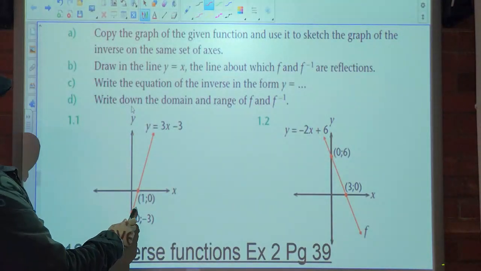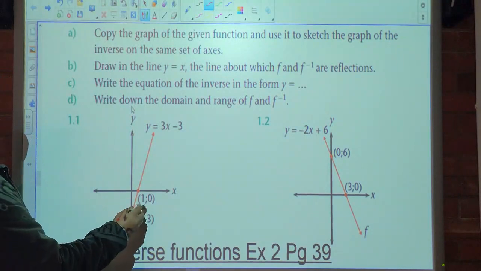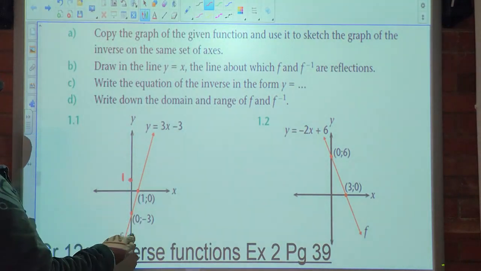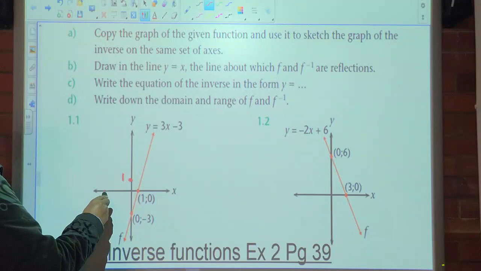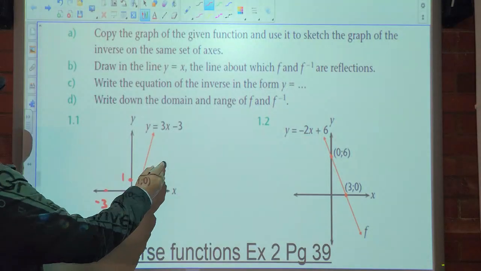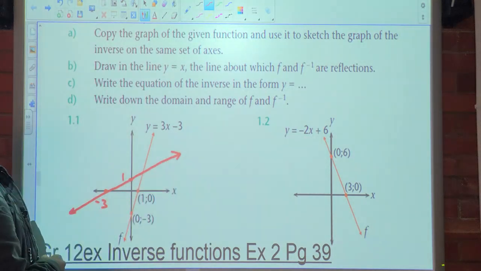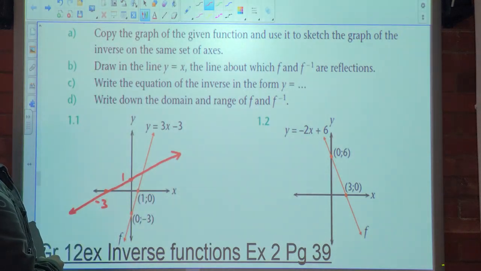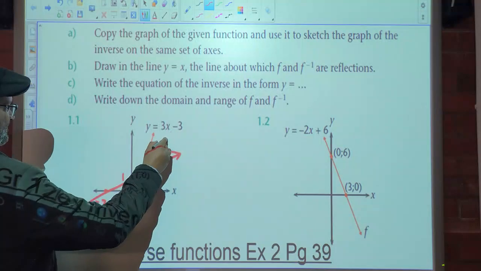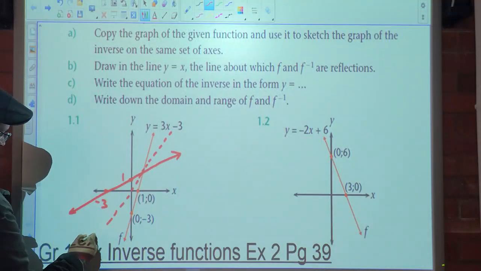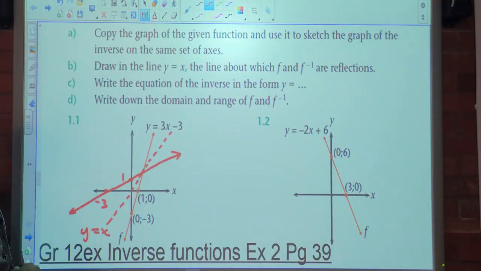So if I take this graph, (1, 0) becomes (0, 1), and (0, -3) becomes (-3, 0). So let's draw this graph here. This is the inverse function. Okay. Draw the line y is equal to x, going through the origin there. Write down the equation of the inverse in that form.